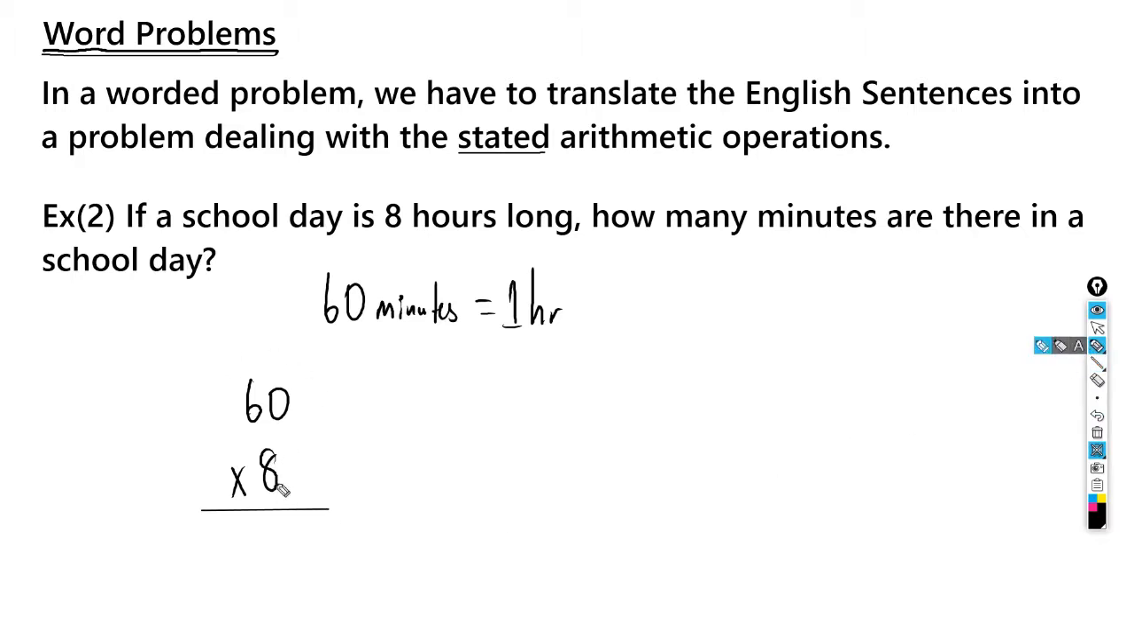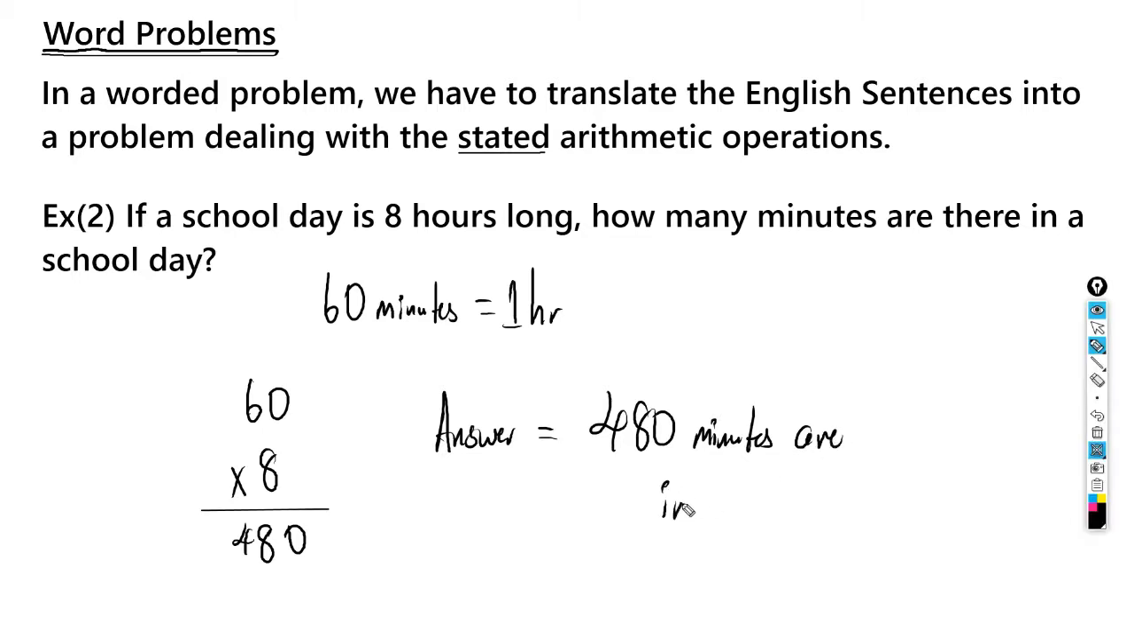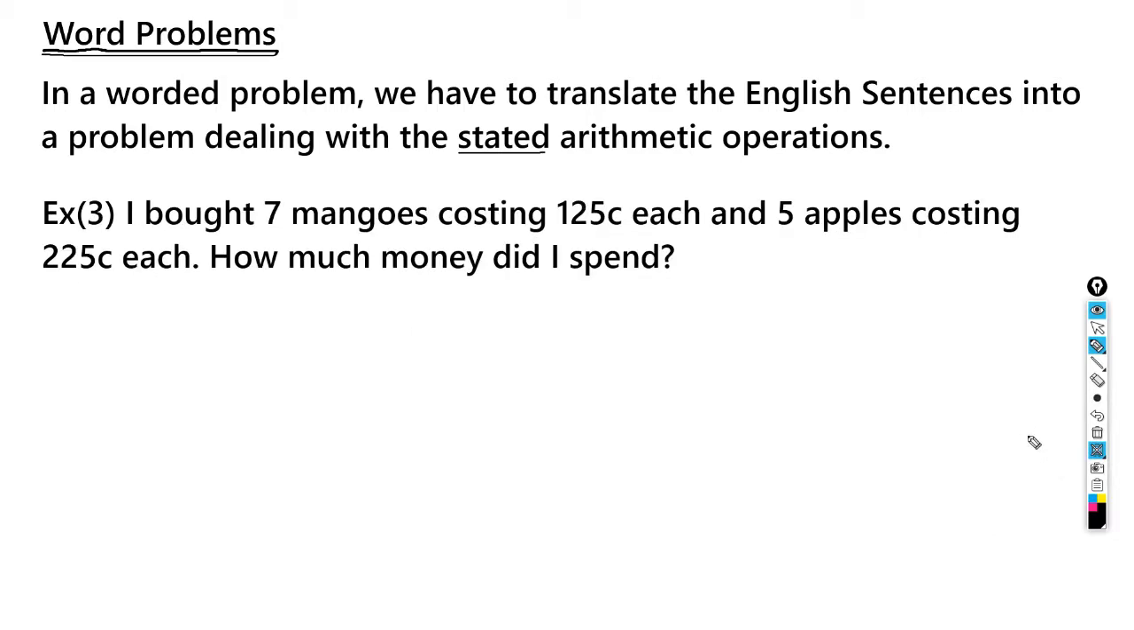So this 8 times this 0 would give us 0. 8 times 6 would give us 48. So it's 480. So the answer is 480 minutes are in a school day. All right, guys, great. So let's look at another example.